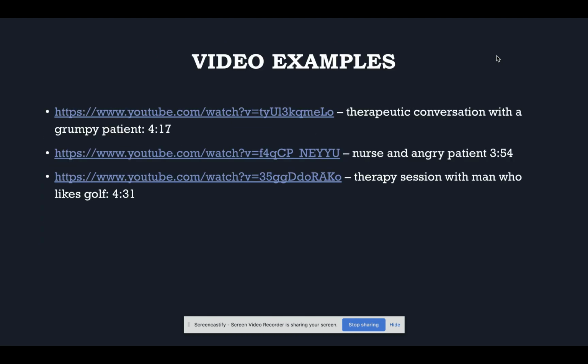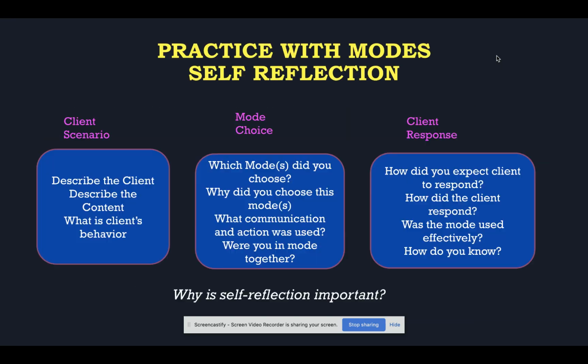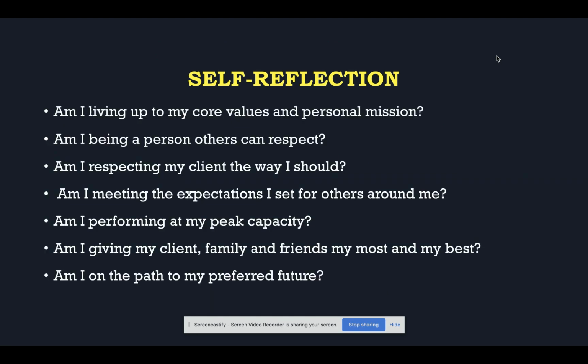Okay. In doing this, this will be the second part of the discussion in Module 4. So you're going to look at these videos, and then in the module, in your second discussion post, you're going to break it down and talk about the 3 videos using those 3 practice modes: the client scenario, the mode choice, and the client response.